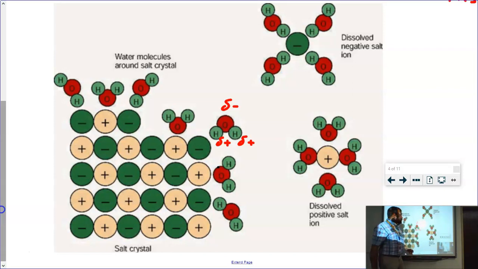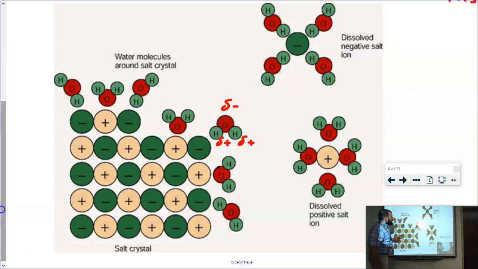On the opposite side, we have cations too, right? This ionic compound has positive ions as well. And the water molecules will surround the positive ion with the oxygens facing towards the positive cation, because the oxygens in our water molecules are partially negative charged. Again, negatives and positives are attracted to one another.